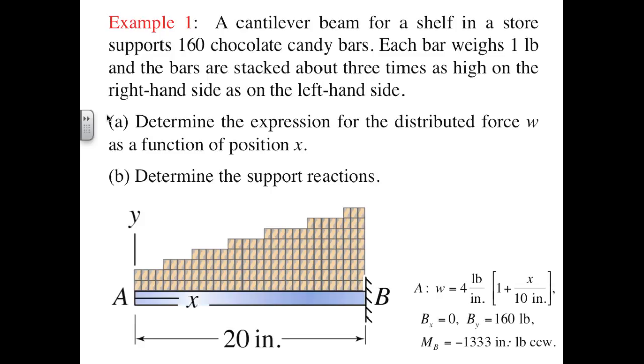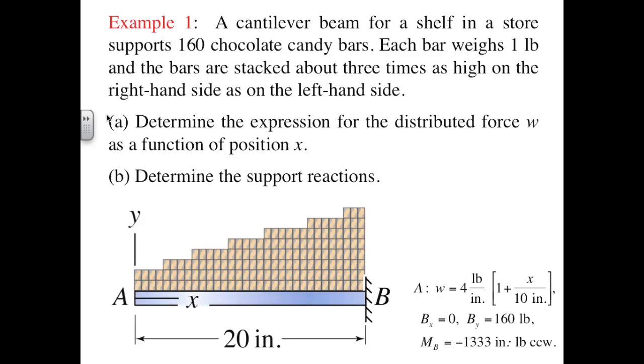We are also told that the bars are stacked, quote, about 3 times as high on the right-hand side as the left-hand side, unquote. We are not told how the stacking varies from left to right, only the magnitude of the right side relative to the left side. The figure indicates that the variation is approximately linear, although sometimes the step up occurs after 4 bars and sometimes after 5 or even 6 bars. The way the problem statement is phrased and the way the figure is presented, we should understand that this construction of W of x is approximate.